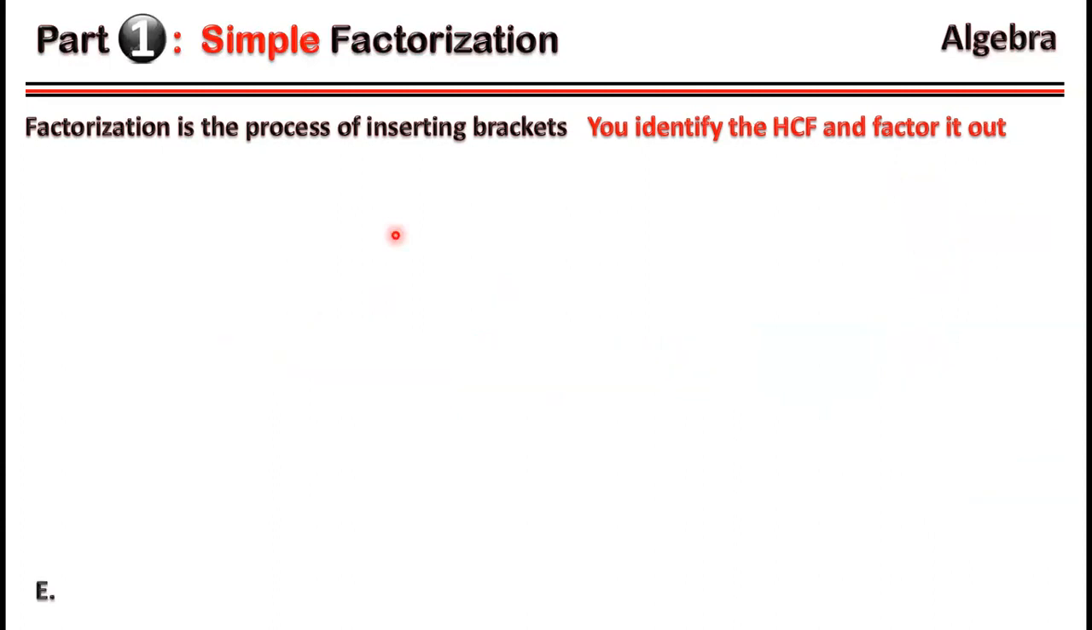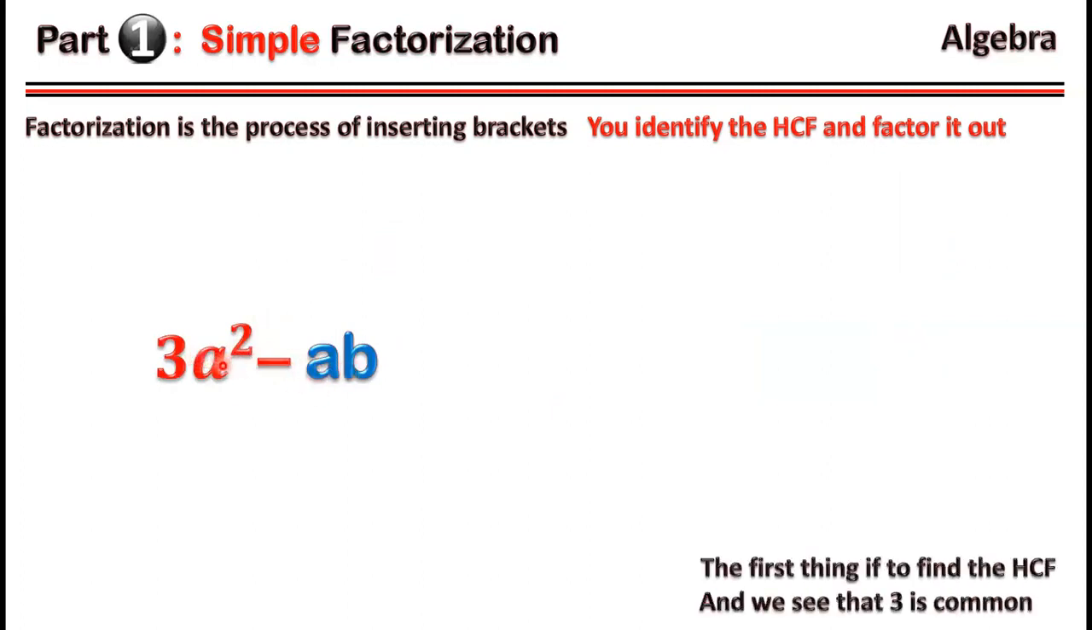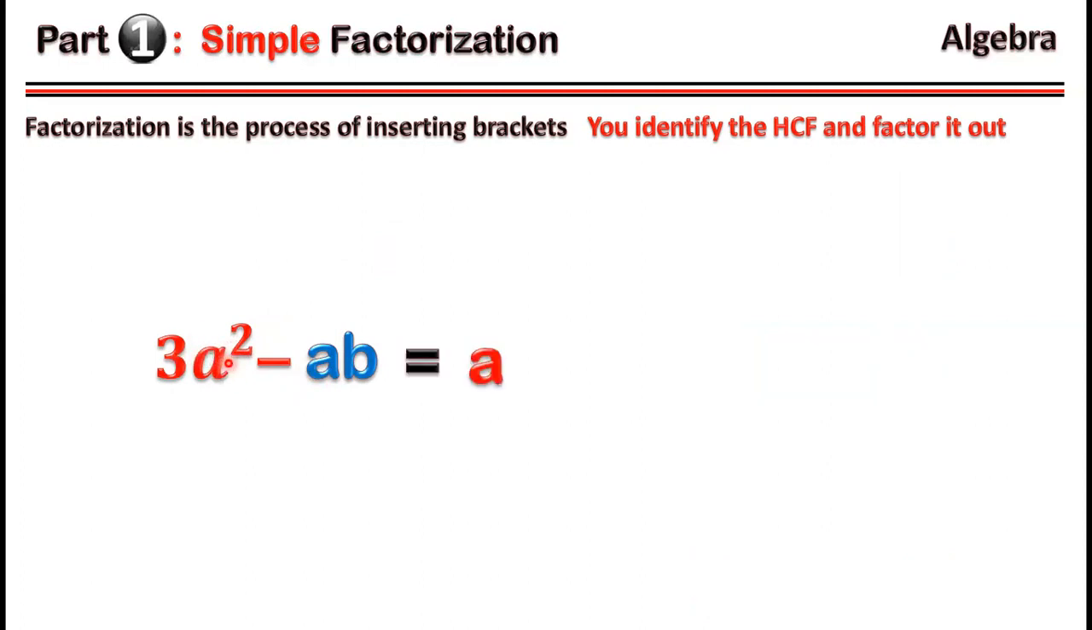Now, next example, we have 3a squared minus ab. The first thing is to find the HCF. So we start: a is common because this 3a squared is like 3aa. So this will be equal to a is common. Then we open our brackets. So now 3a squared divided by a. Note that 3a squared is like 3 times a times a. So I've written 3aa divided by a. So one of these a's will cancel out one of those a's and we'll be left with 3a. We copy it into our brackets here.